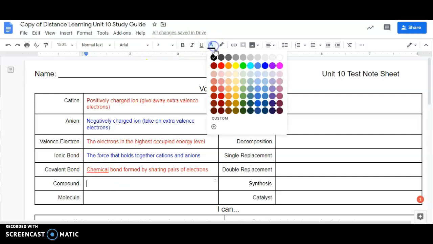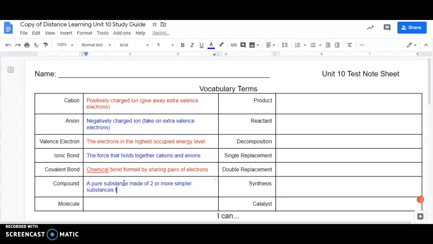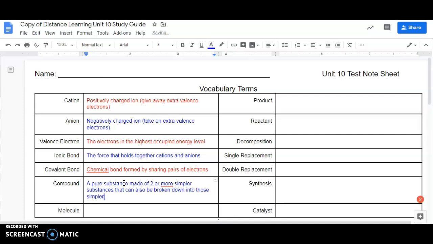Okay, then we have a compound. A compound is a pure substance, pure, not purse. A pure substance made of two or more simpler substances that can also be broken down into those simpler substances.